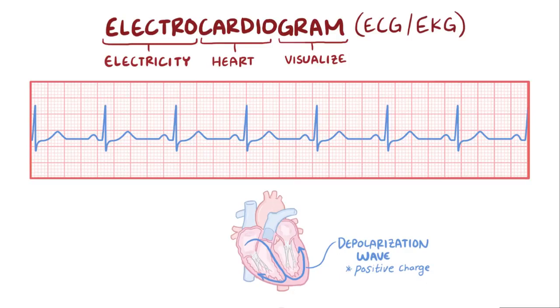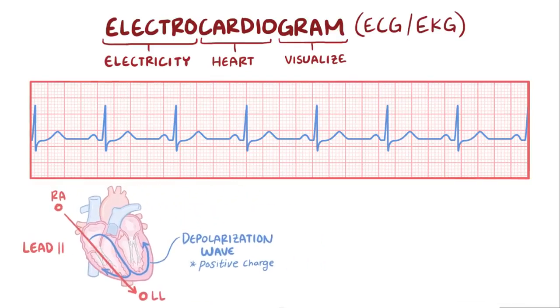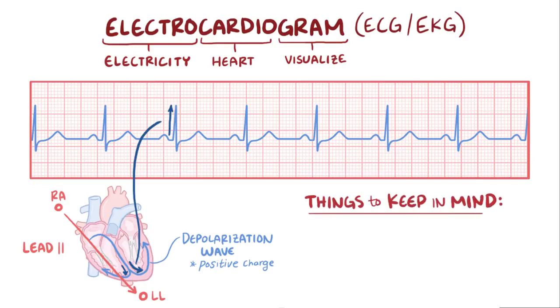This particular set of electrodes is called lead 2, for example, with one electrode on the right arm and the other on the left leg. So essentially, when the wave's moving toward the left leg electrode, you get a positive deflection, like this big positive deflection corresponding to the wave moving down into the left and right ventricles. To read an ECG, there are a few key elements to keep in mind. One of them includes figuring out the rate and the rhythm.